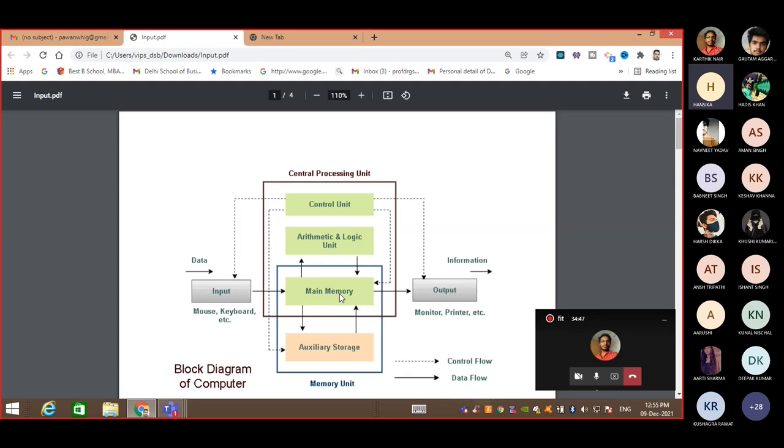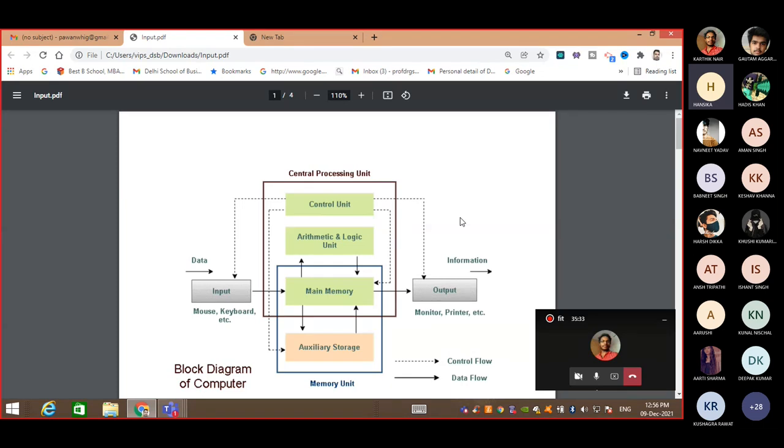And what is the RAM? What is the function of ROM? Whenever you switch on your computer, the first function has to be performed by the ROM, which means the ROM has to check and tell that everything is placed in its right place. Once the ROM has done its function, it gives the next task to the RAM.